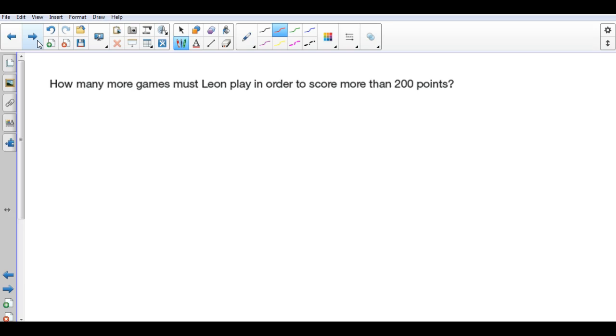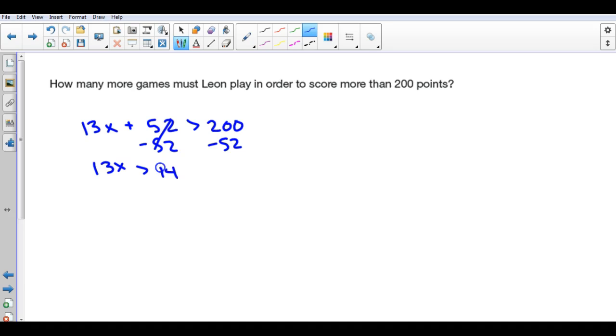And then the last one of those: how many more games must he play in order to score more than 200 points? So the same thing, I'm going to take 13x plus 52, and I want more than 200 points. So if he earns 200, that's not enough. It has to be more than 200 points. So notice it's going to be greater than. So 13x, when I subtract my 52 on both sides, I end up with 13x is greater than 148.